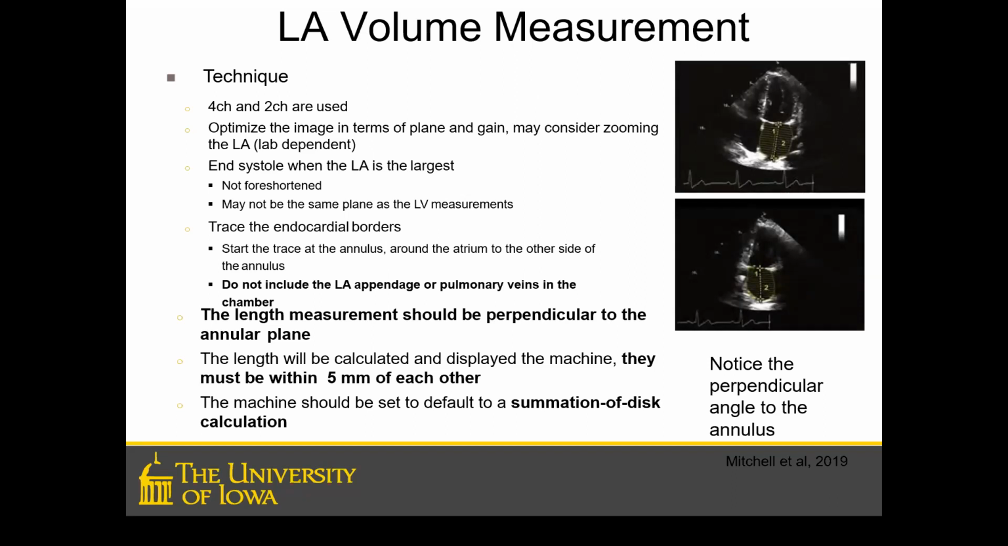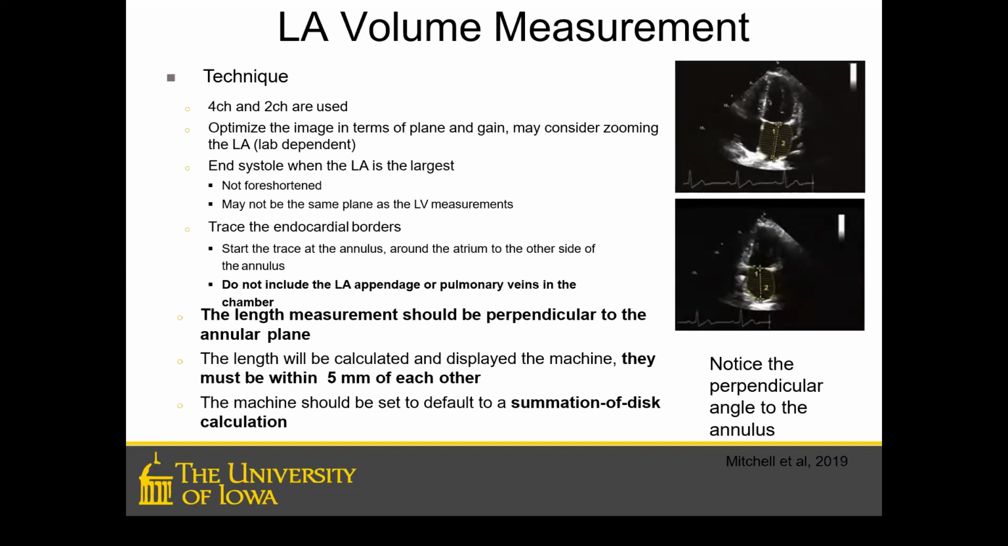In terms of the techniques for this LA volume, again, we're going to try to get the 4 and the 2. And we optimize the image in terms of plane and gain. This is an end systolic measurement and not foreshortened, which means it is often not the same plane as your LV measurements. So if you're seeing a lot of images where the LV and the LA are measured at the same time, that's not a technically optimized image. The LV depth should be changed so you're only seeing the LV, and then when you want the LA, it's probably going to be a different plane.